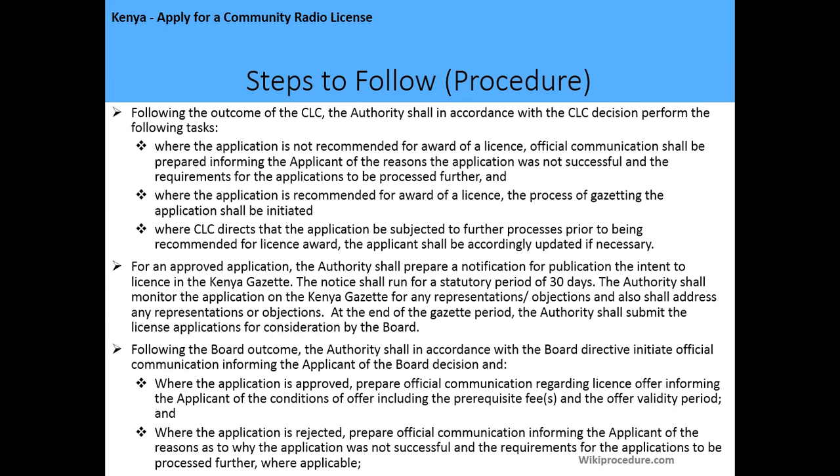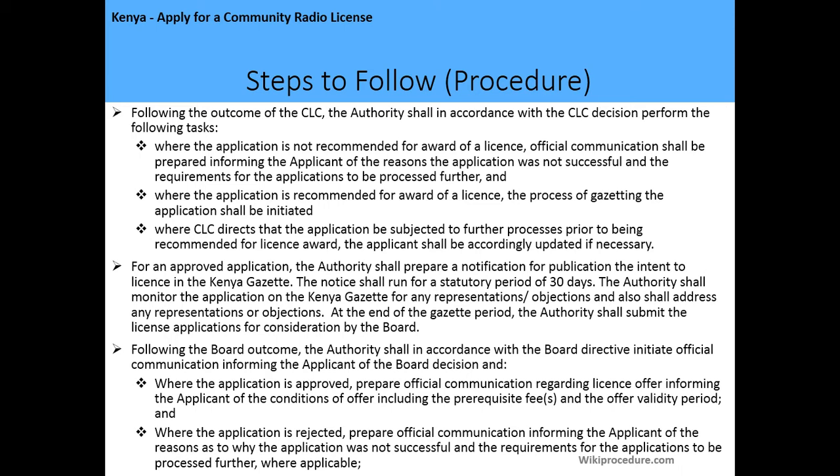Following the outcome of the CLC, the authority shall, in accordance with the CLC decision, perform the following tasks. It can be either one, where the application is not recommended for a license, official communication shall be prepared informing the applicant of the reasons why the application was not successful and the requirements for the application to be processed further. Two, where the application is recommended for award of license, the process of gazetting the application shall be initiated. And three, where the CLC directs that the application be subjected to further processes prior to being recommended for award, the applicant shall be accordingly updated if necessary.